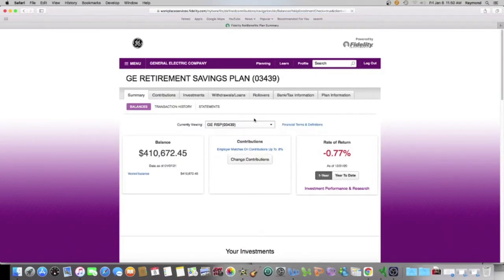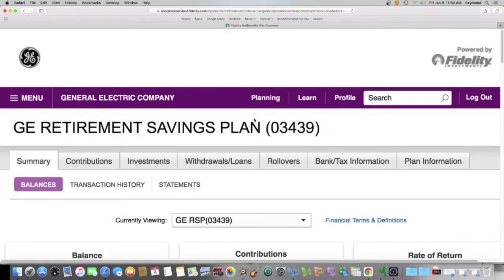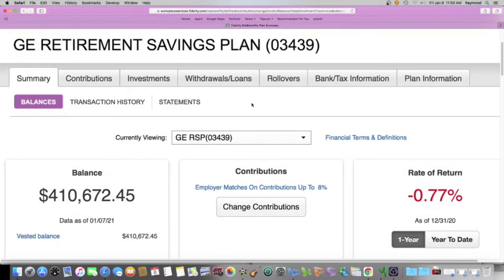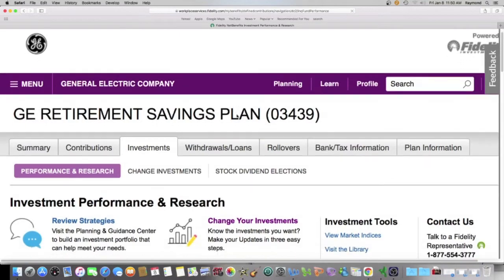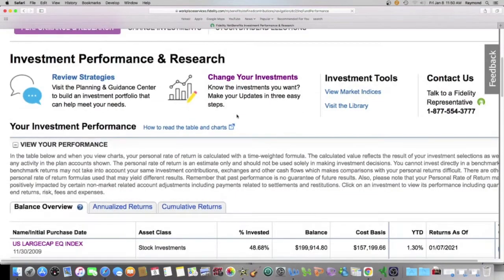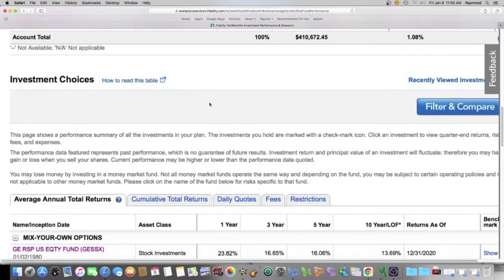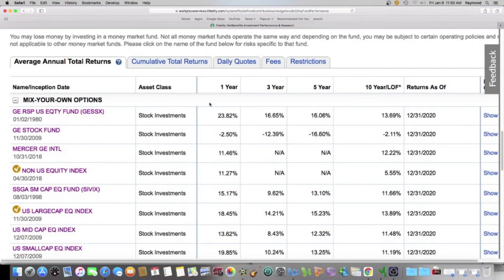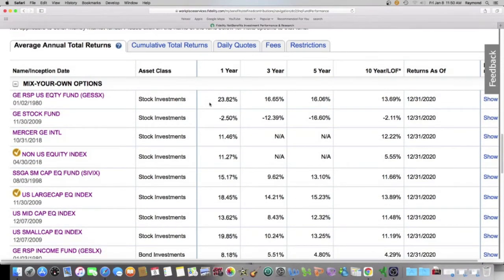And let's make the screen bigger. No glasses required. So we want to click on investments. And we're going to scroll down to investment choices. GE has 23 currently, and those can change. It's really up to GE and Fidelity what they want to offer the owners of their 401ks.